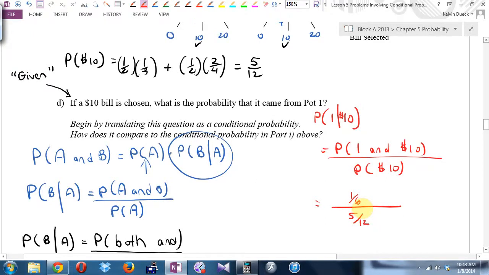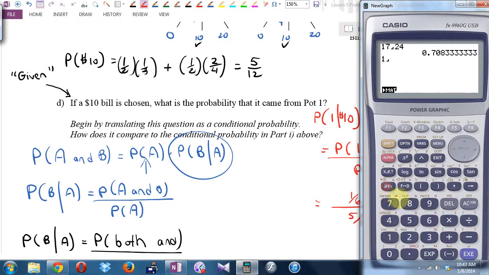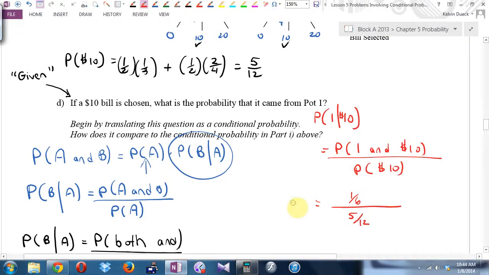Hey, have you got a fancy schmancy fraction button? By the way, to divide by a fraction, it's flip it and multiply. But since we're using our technology, heck, 1/6 divided by 5/12ths. What's the answer? 2/5. If you got a $10 bill, there's a 2 out of 5 chance that it came from pot A. There's a 3 in 5 chance that it came from pot B. That's going backwards up the tree.